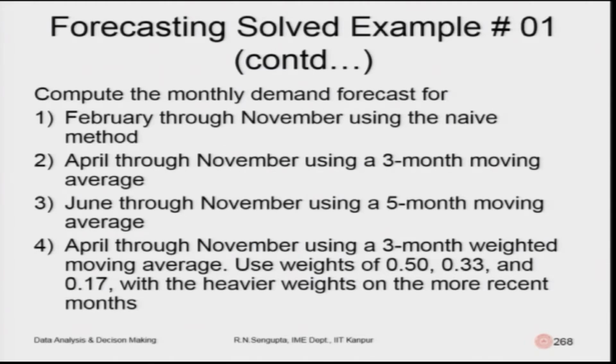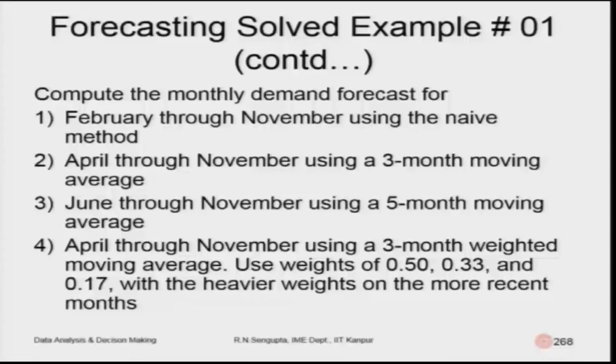The third one is June through November using the 5-month moving average. Now, see, April and June are the cases, because in the first case it is 3 months, and in the second case it is 5 months. So, obviously, the amount of information we utilize would be much more in the third problem, hence you can only start predicting from June.